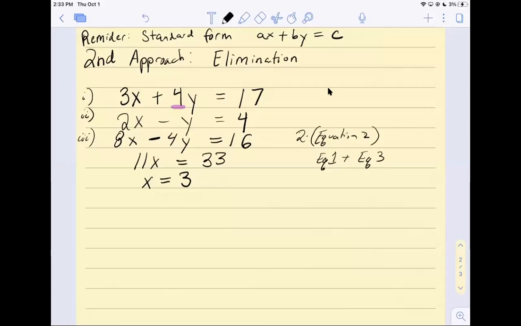Yeah, Archer, nice. We can just plug it back in. So just like in substitution, once you find one of the variables, you can plug in and find the other. So now we can plug back in for x in either equation. So then x equals 3, and let's plug it into the first equation.